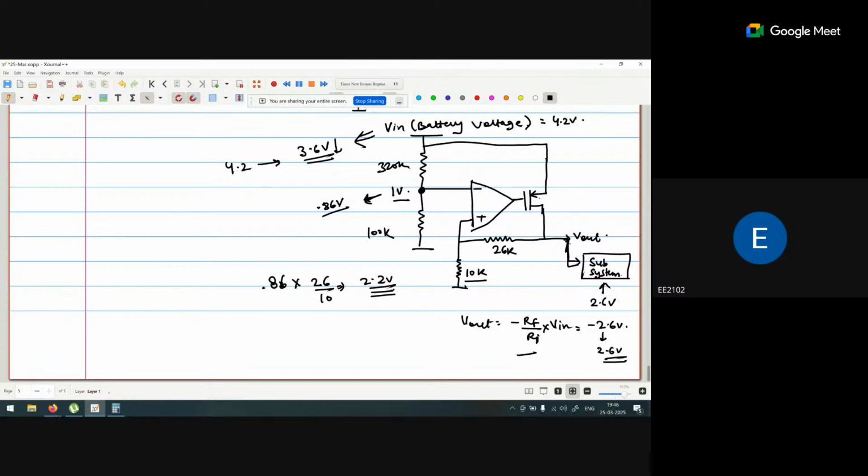Now this subsystem requires 2.6 volts, but now we are getting 2.2. So the functioning of this subsystem may be affected. Why? Because if we are not providing the proper voltage, it is possible that its functioning is not accurate, not a proper function. So we require 2.6 volts for the subsystem.